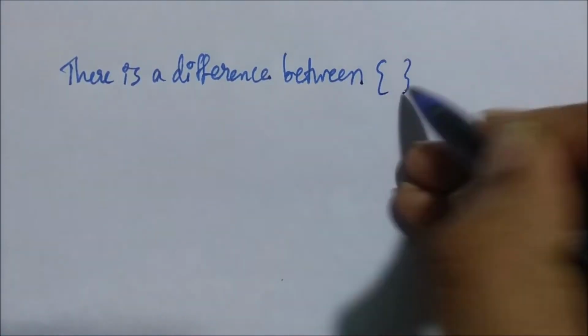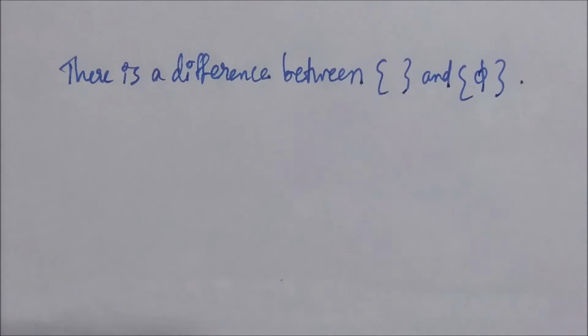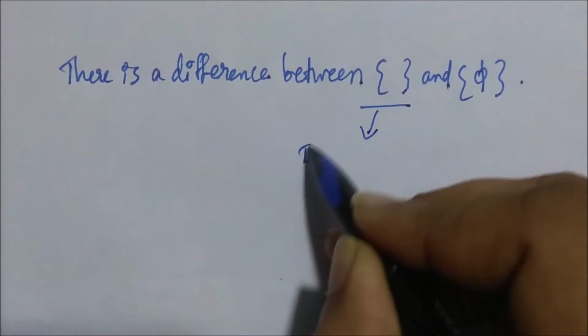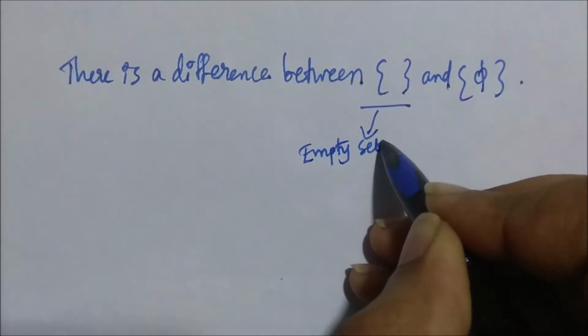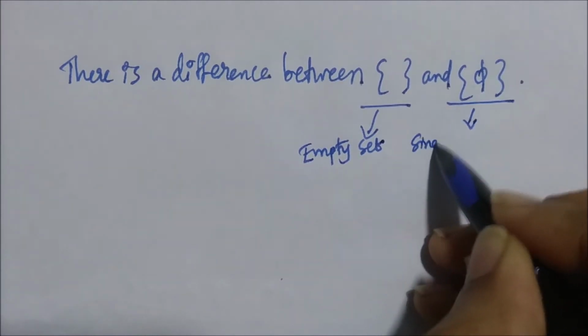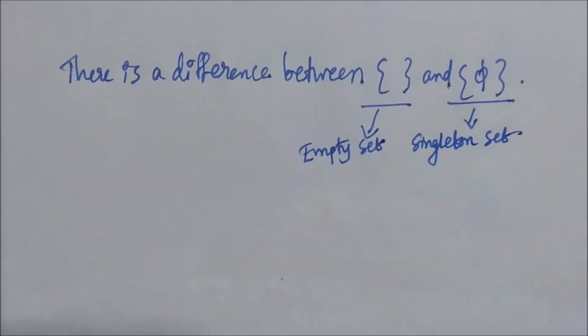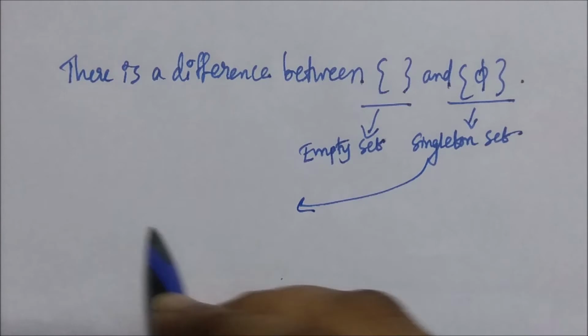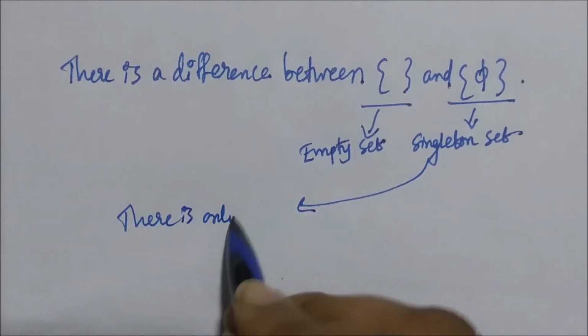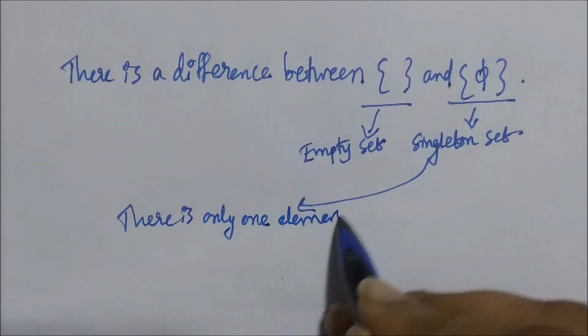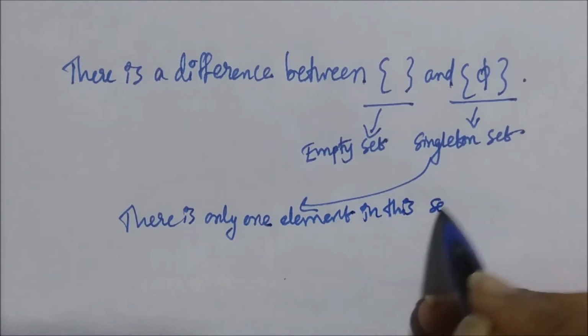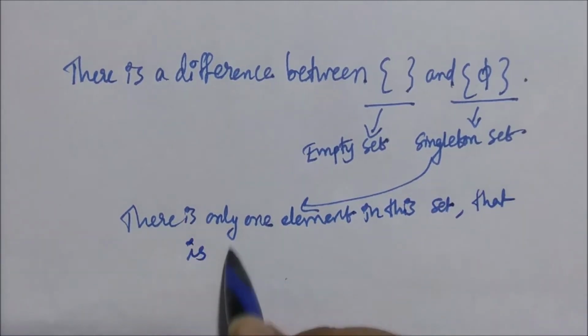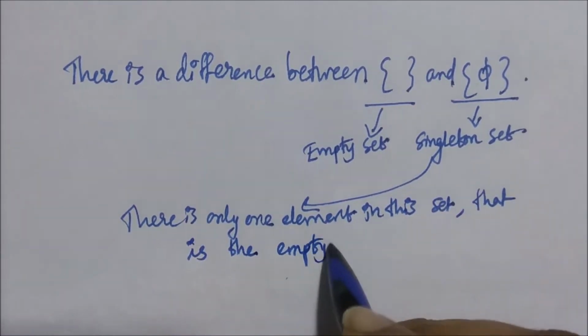Now note that there is a difference between these two notations. The first notation means it's an empty set, and the second notation means that it's not an empty set, it's a singleton set which has one element in it, that is the empty set. So we have to understand that they are not the same. The first one is the empty set and the second one is a singleton set, meaning there is only one element in this set. Such sets are called singleton sets, and that one element is the empty set.